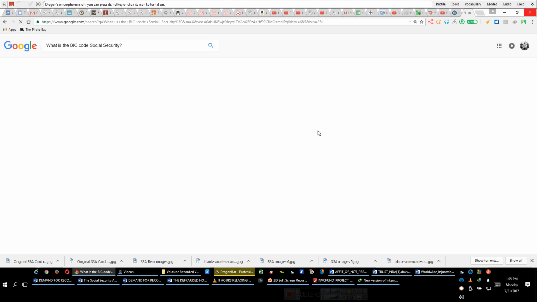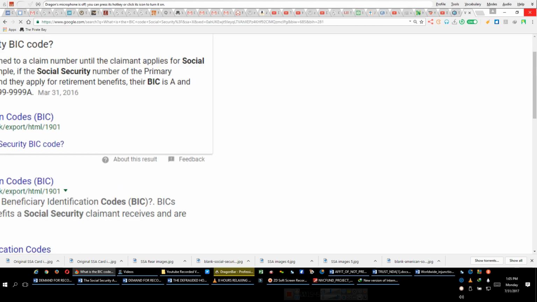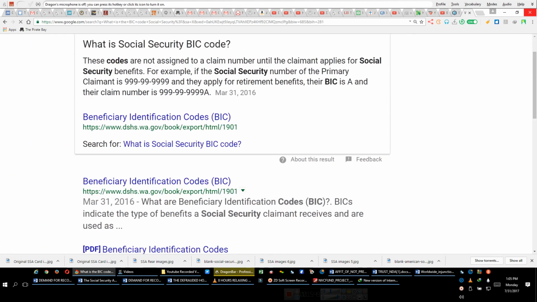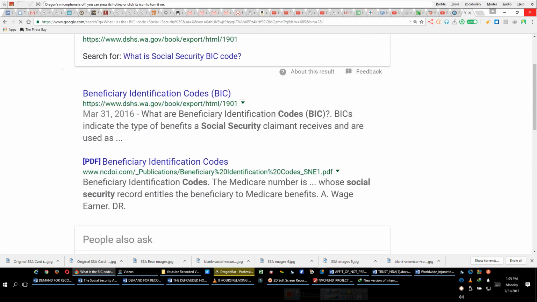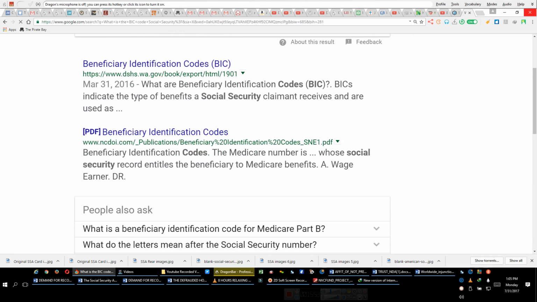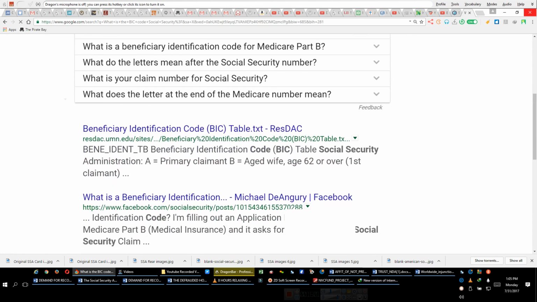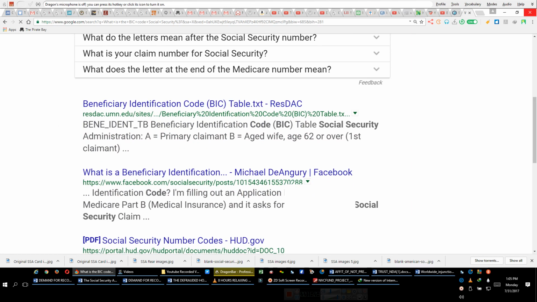Now, I can't tell you that. You're going to have to do the research. Because, again, you see, I'm just looking this up now. I haven't looked it up before. See, the Medicare number is whose Social Security record entitles benefits to Medicare benefit, wage earners, so on and so forth. Beneficiary code table text. Table Social Security Administration. B, wage 62.